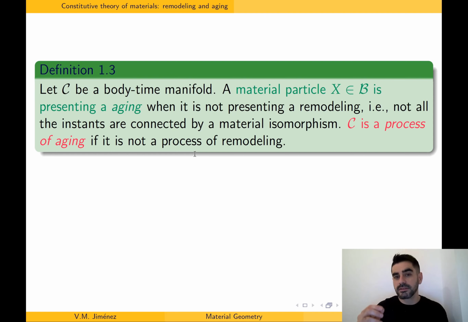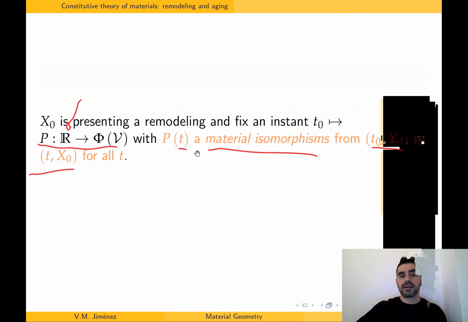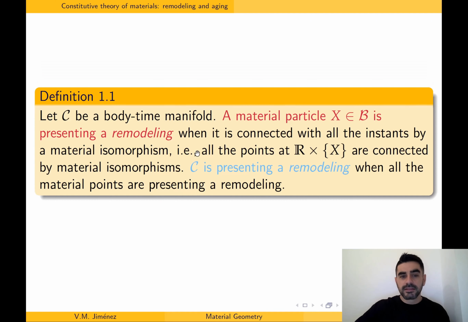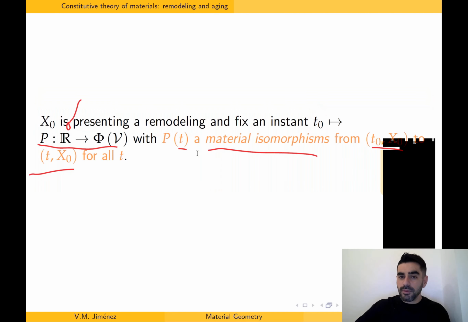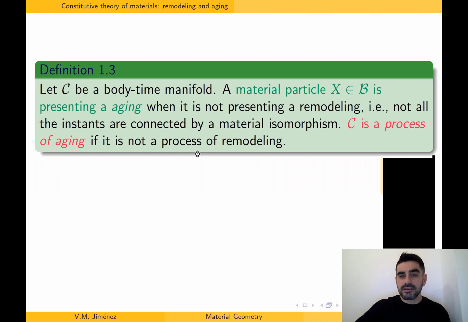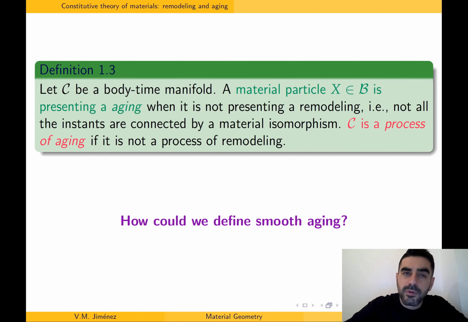So if there exists at least one particle which is presenting an aging. So okay, we have remodeling, we have a smooth remodeling, and we have aging. So what about a smooth aging?